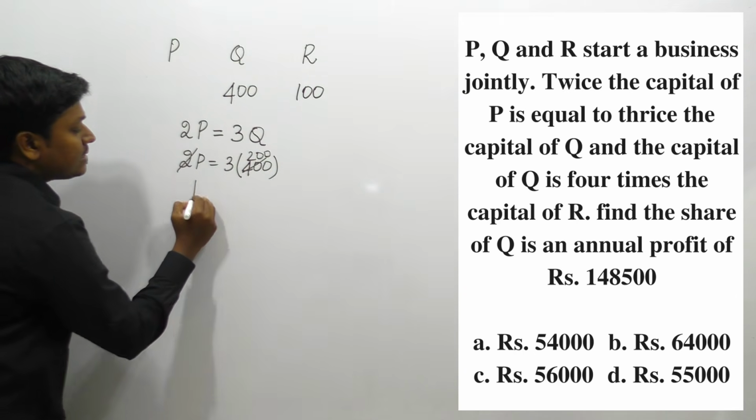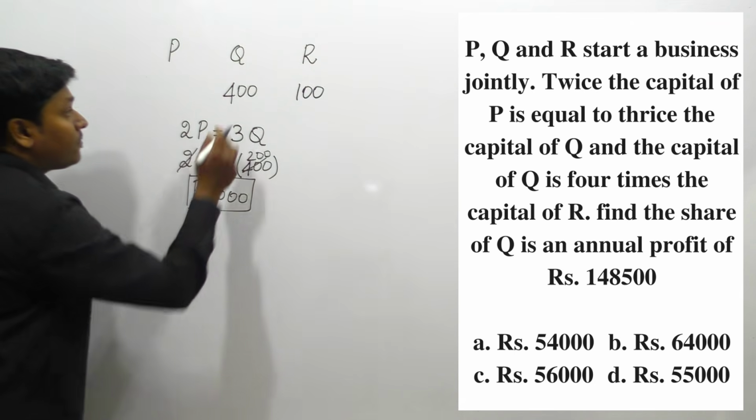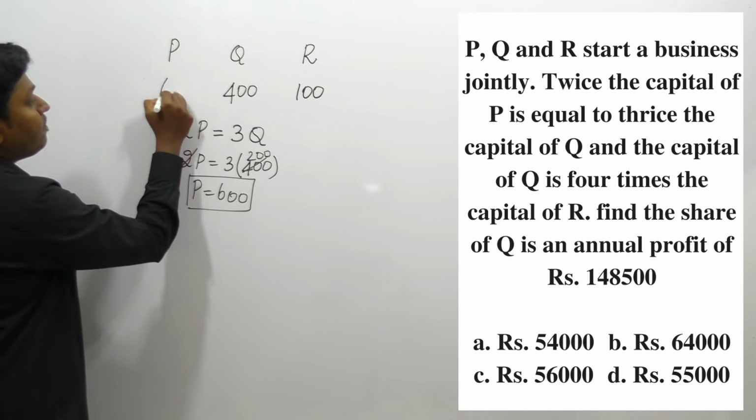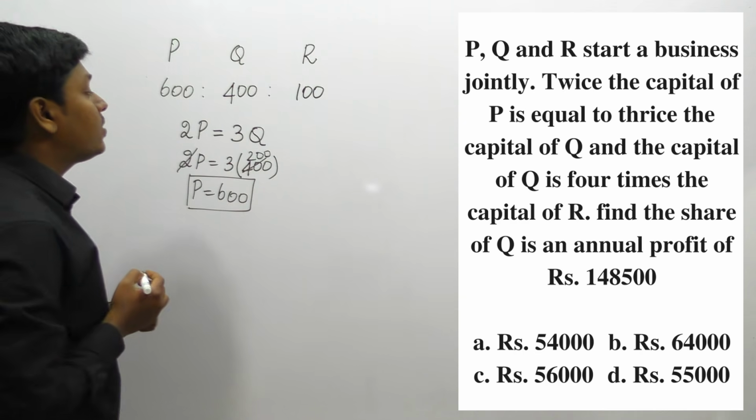So finally we can say that P is equal to 600. So friends, we have found the capital of R, that is 100. So capital of Q, that is 400. So capital of P will be 600, right? So friends, now our target is to find the share for the person Q, right?